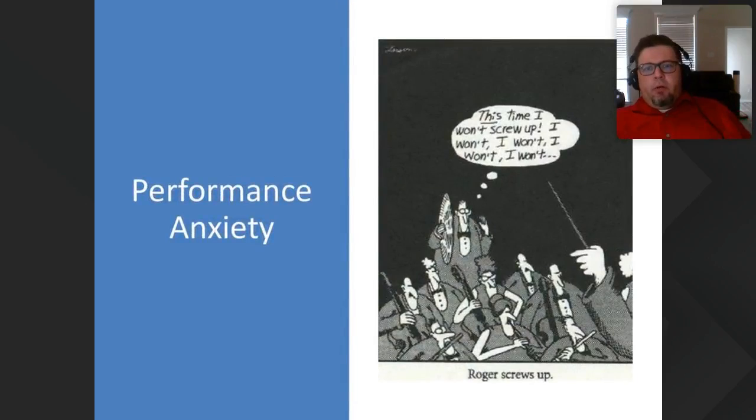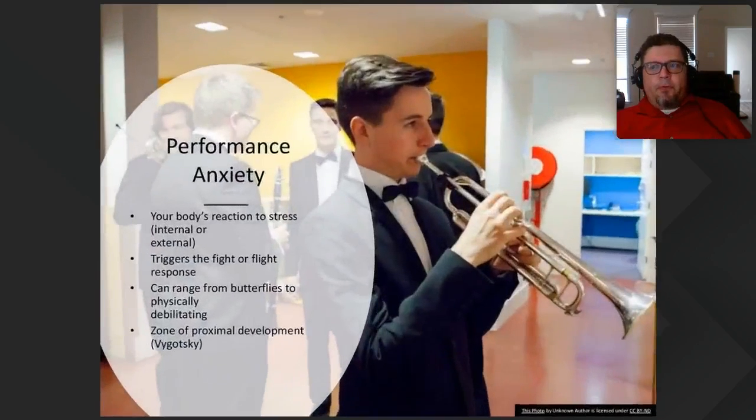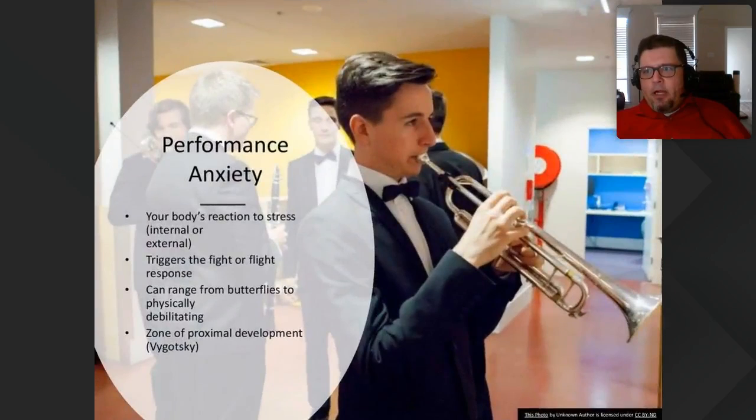Here's one that I get a lot of questions about: performance anxiety. So this time, Roger's at the back in the percussion section. "This time I won't screw up. I won't." And Roger screws up. He forgot he needs two cymbals to make it work, right? So worried about not screwing up, he forgot to do it right. So what about performance anxiety?